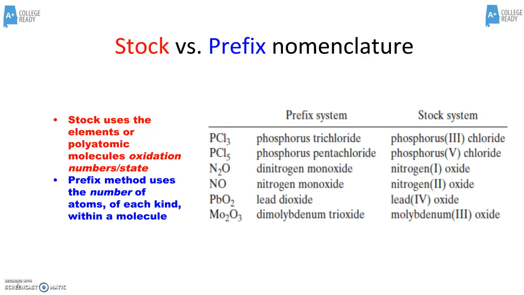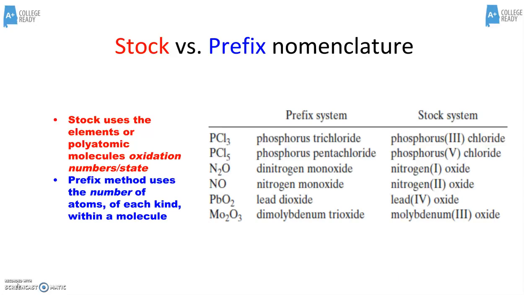Then if you transition over to the prefix naming system, it uses the number of atoms of each kind within the molecule. So compare and contrast the first example, phosphorus. Notice the first element does not have a prefix when it only has a subscript of 1. It's understood. But the second element will always have a prefix, from an understood 1 up to the number 10.